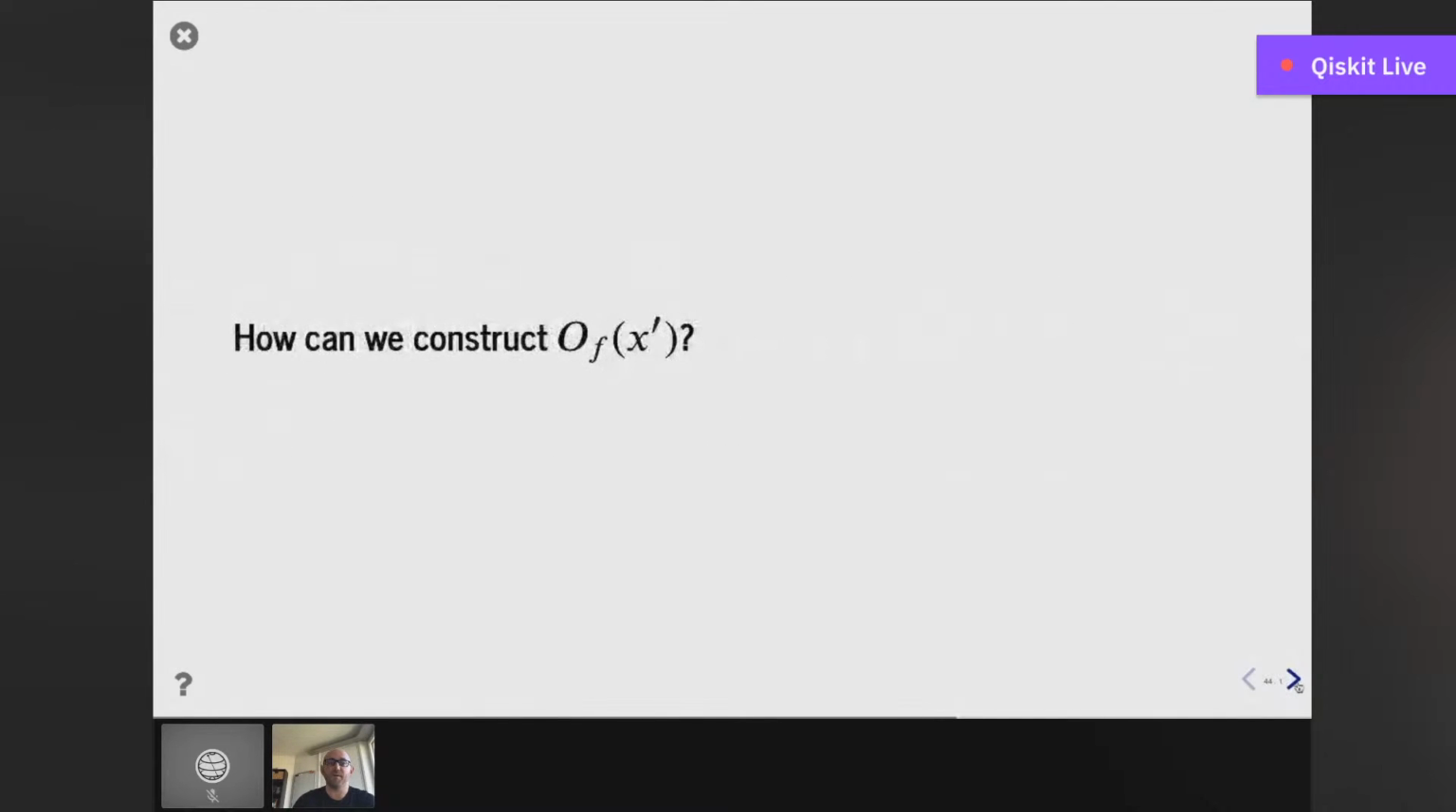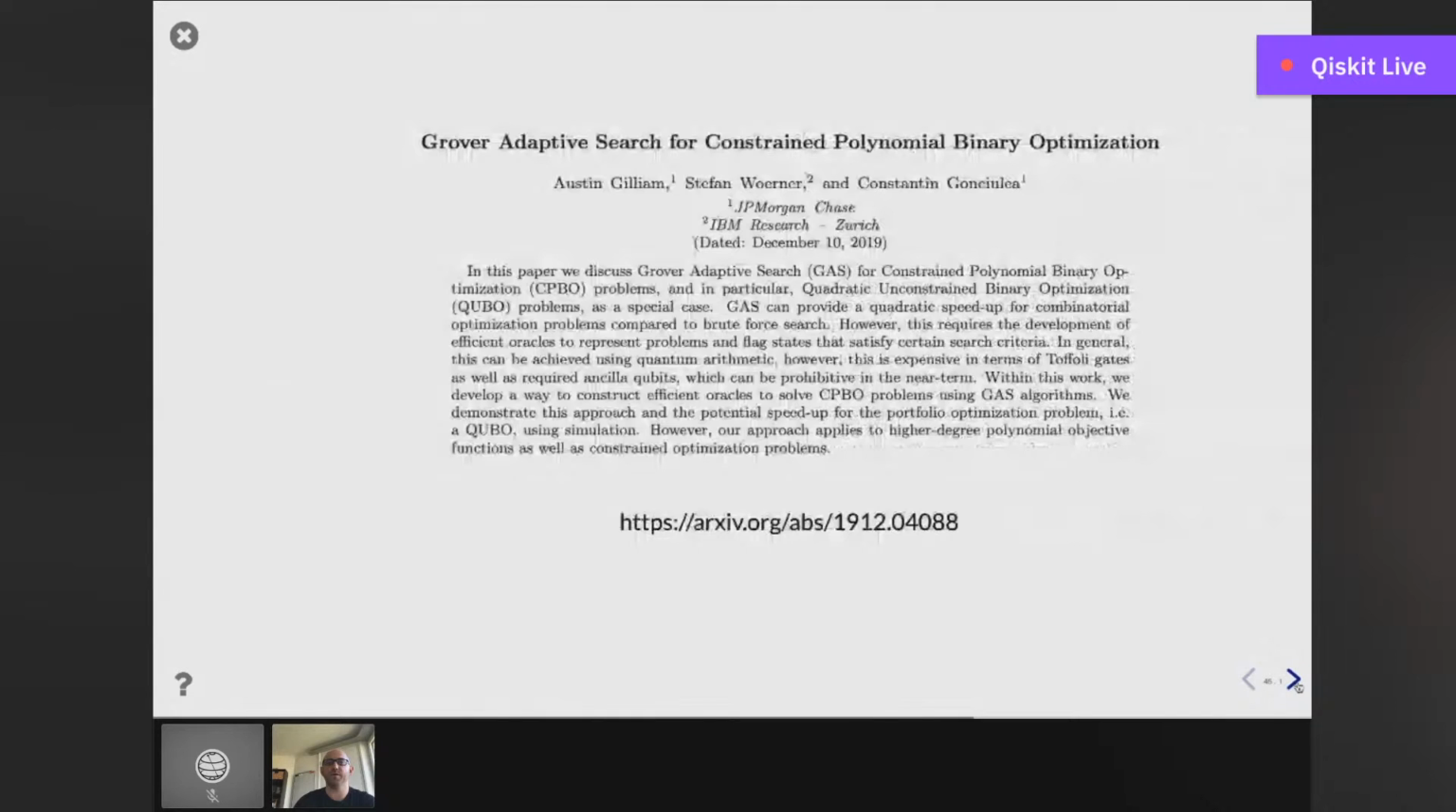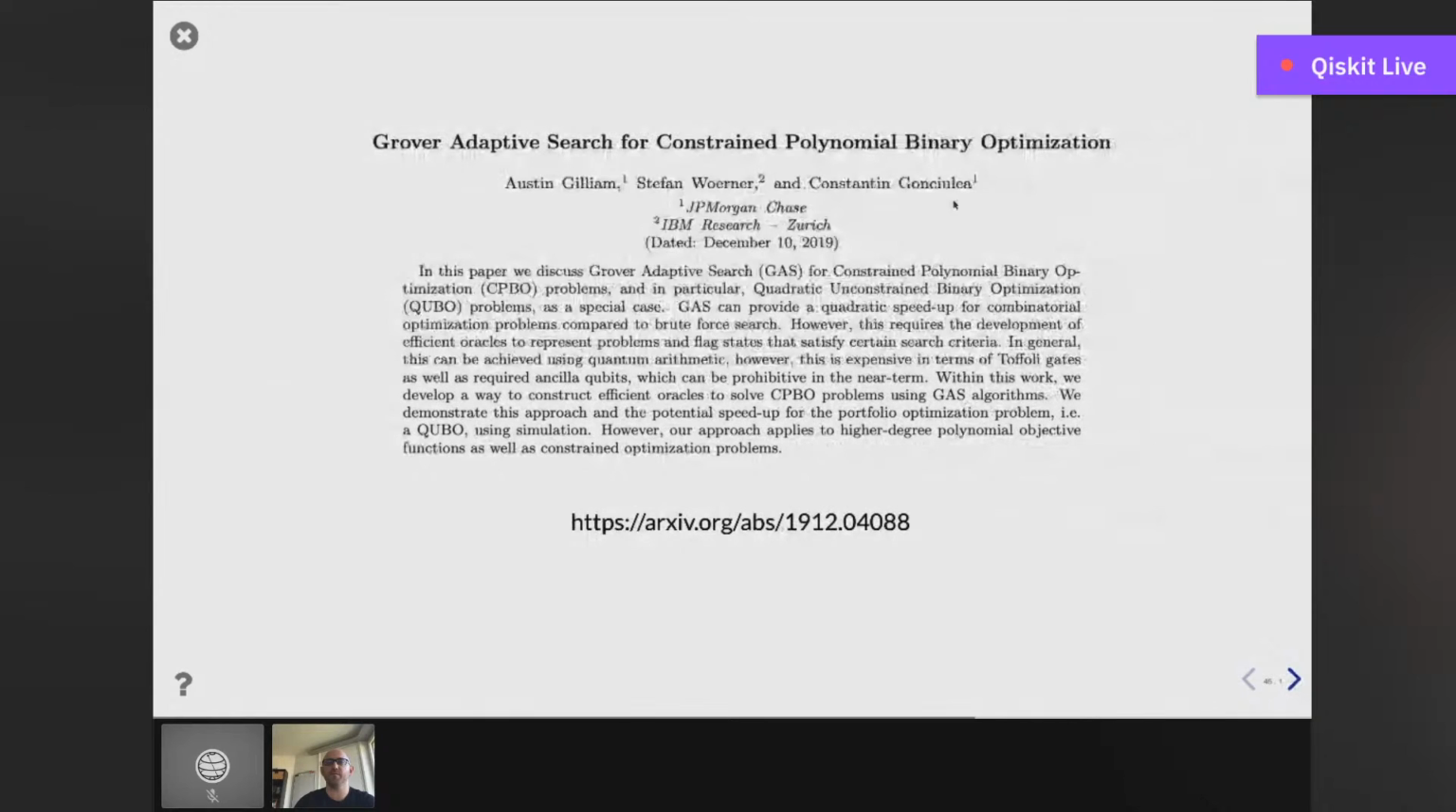Okay, so the main question now is, of course, how can we construct such an oracle O_f(x')? And we introduced this in a recent paper together with my collaborators here from JP Morgan Chase. And I'd like to explain how these circuits can be constructed, particularly for QUBOs.